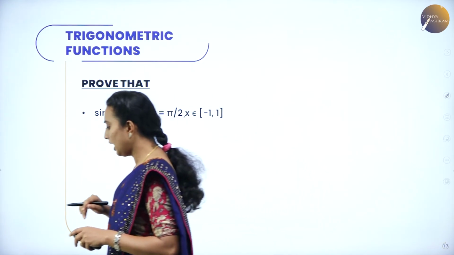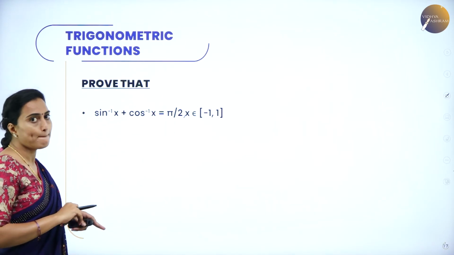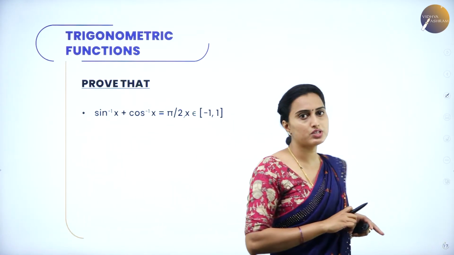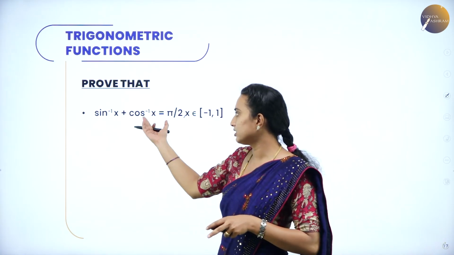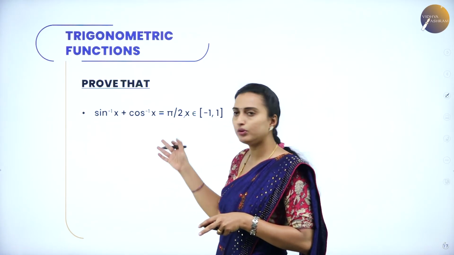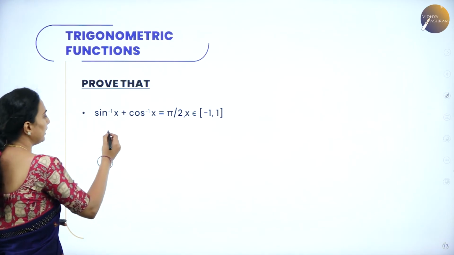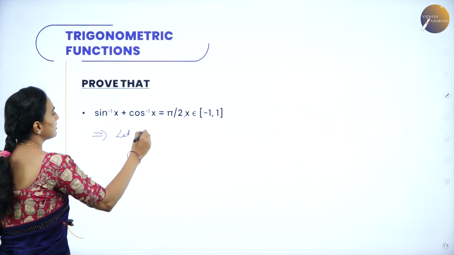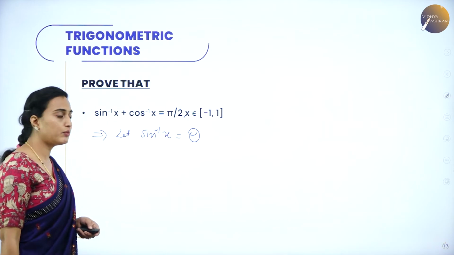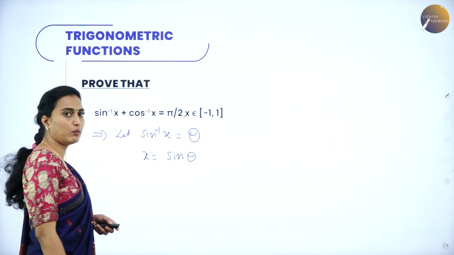Okay, so here I am going to take it like this. Sin inverse x plus cos inverse x is equal to pi by 2, they have given. Here I am going to do the substitution. What is the substitution? I need to take this only, because I need to prove this itself. Let sin inverse x be equal to theta. Otherwise, x will be equal to sin theta.